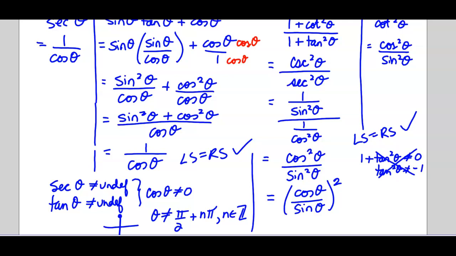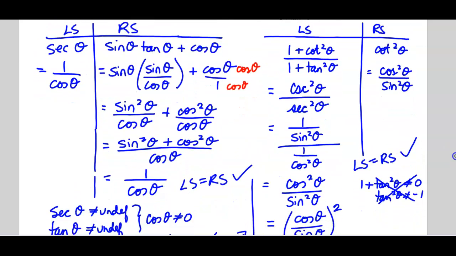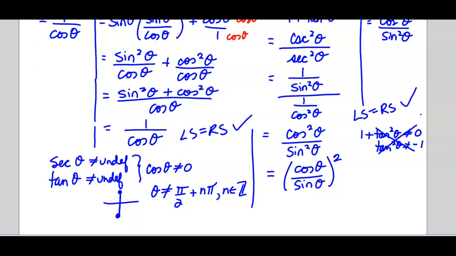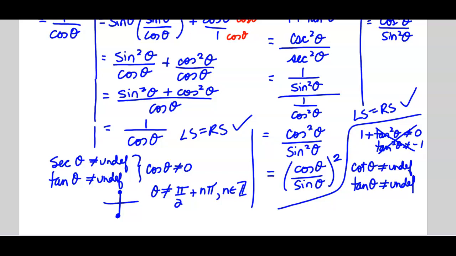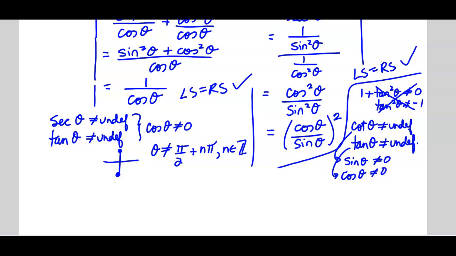So nothing from that, but in the original, there's a cotan and a tan. So, cotan theta cannot be undefined. Tan theta cannot be undefined. Well, cotan is undefined where sine is 0. So sine theta cannot be 0. Tan is when cos theta cannot be 0. So now we have 2 sets of restrictions.